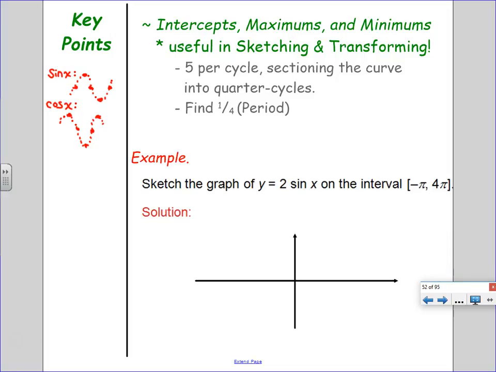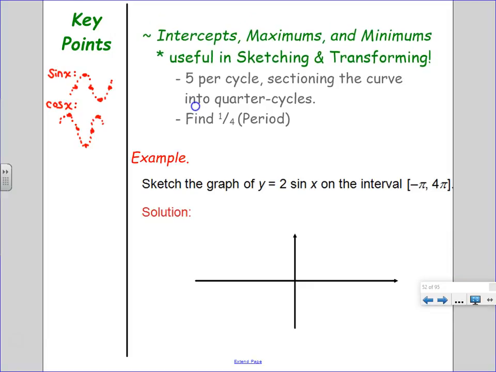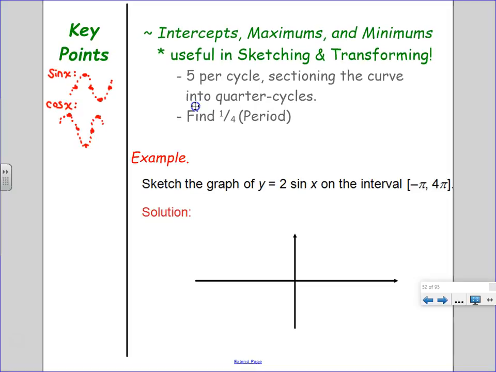So, what are key points? Intercepts, maximums, and minimums. Key points, key numbers, yeah. Kind of similar. Just think key is important. So, okay, important points for the wavy things, for the sinusoidal. Sinusoidal. So fun. These are the important parts.